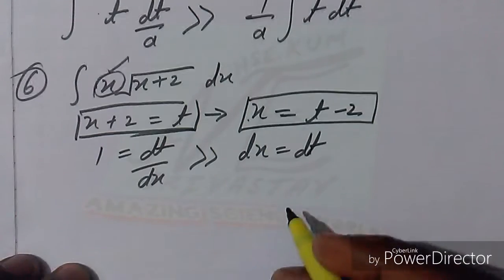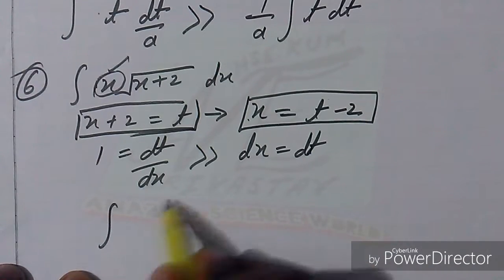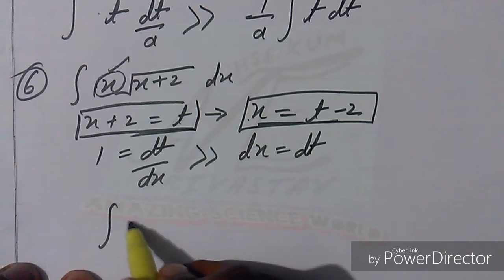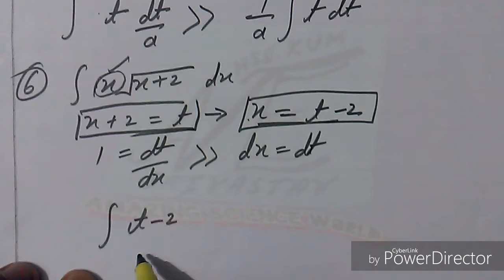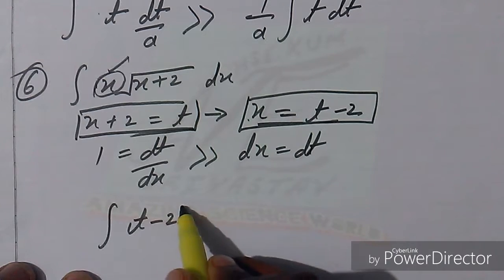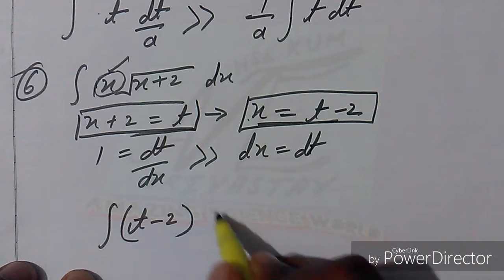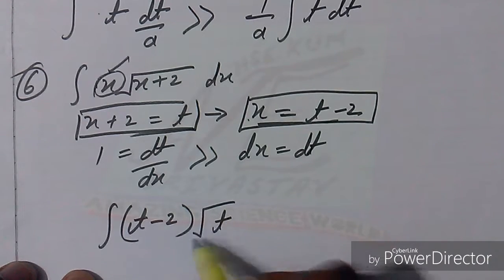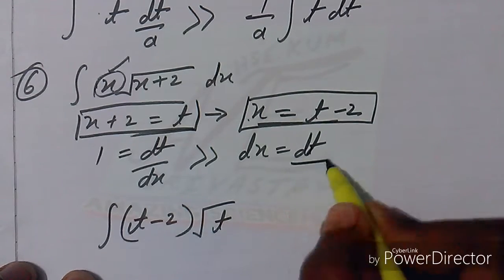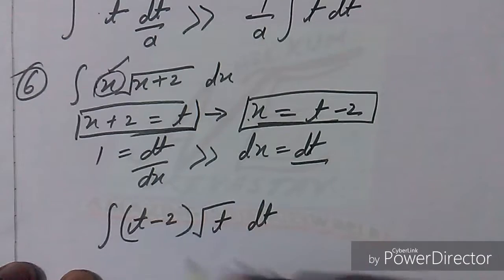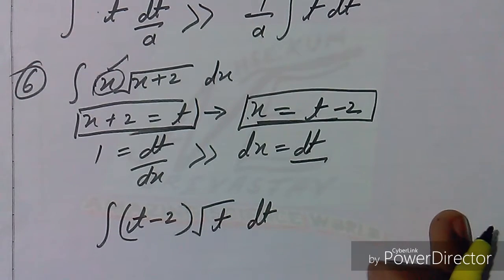Now x is t minus 2, and x plus 2 is t, so it is t under root, and dx is equal to dt. My friends, now we solve the equation.